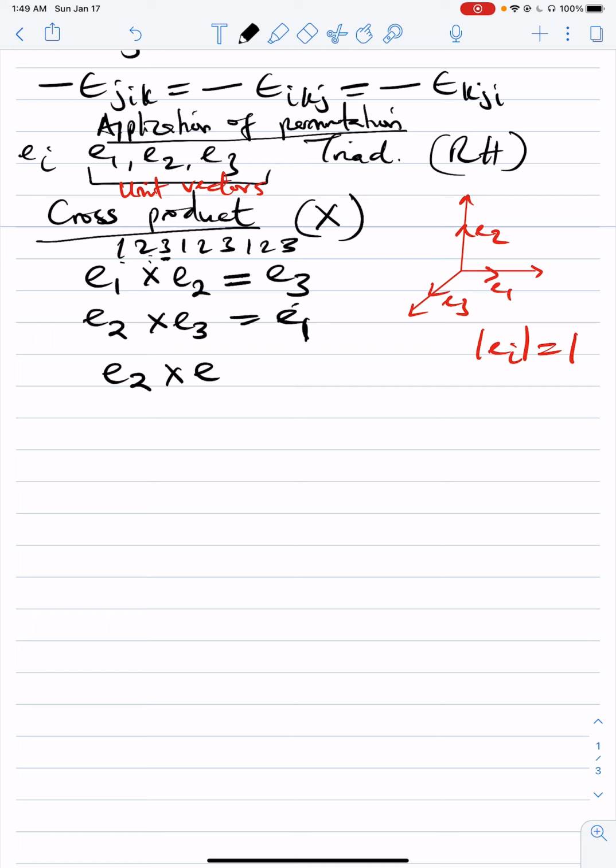You say E2 cross E1. Now E2 cross E1, 1 is here, right? It's supposed to be switched, so it becomes E3, but with a negative in front of it. Then E1 cross E1 will give you 0, no permutation. If you remember, this looks like even, odd. And this was odd, so you have to add a negative because we are flipping the sign.